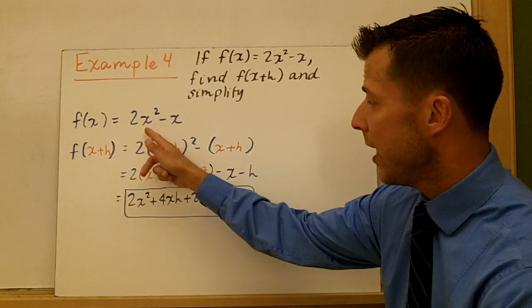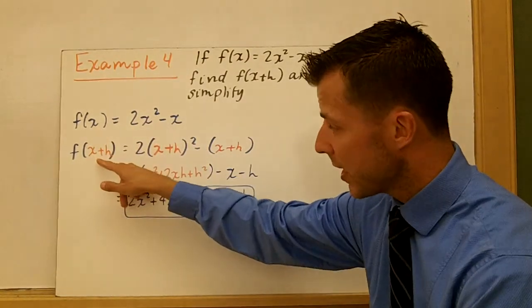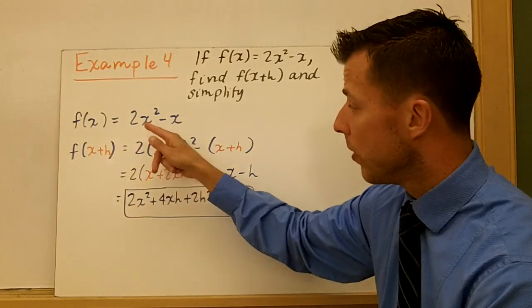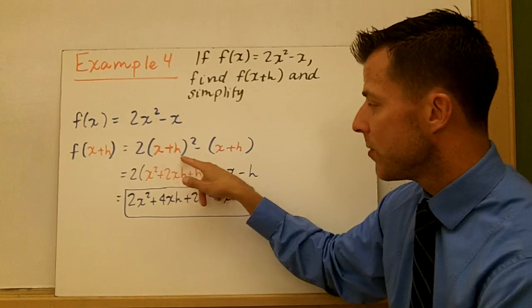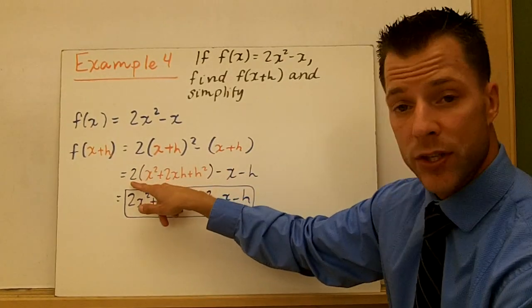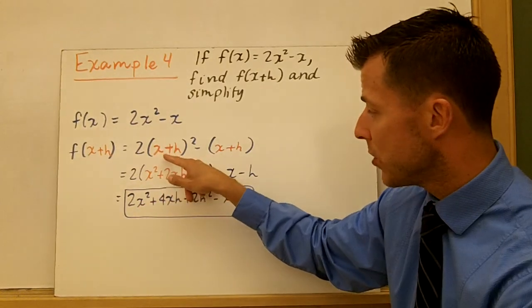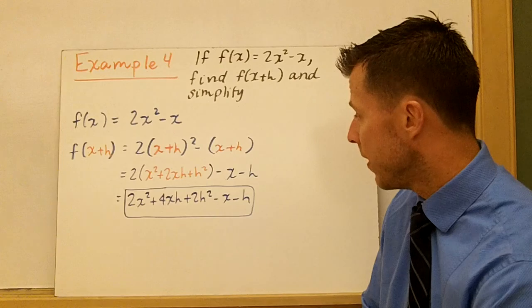Okay, so I have 2x squared minus x. Now instead of x, I have x plus h. So again, wherever I see x, x plus h takes its spot. There's my expansion here in parentheses. Okay, notice I left the 2 outside because I have to expand x plus h squared first. Got to follow my order of operations.